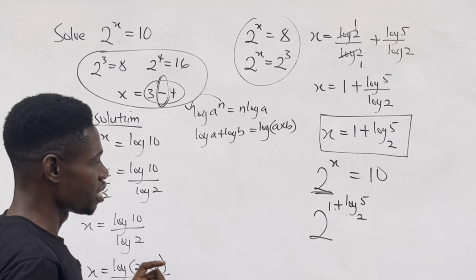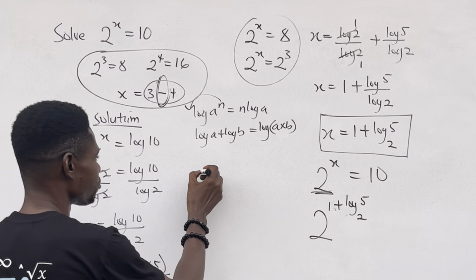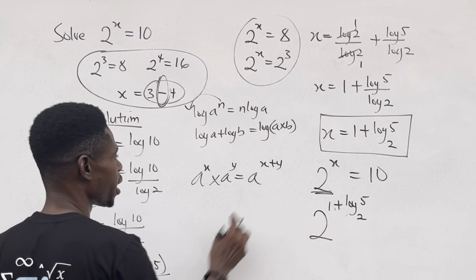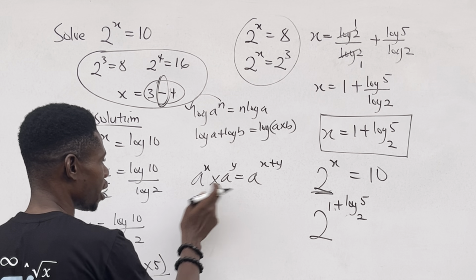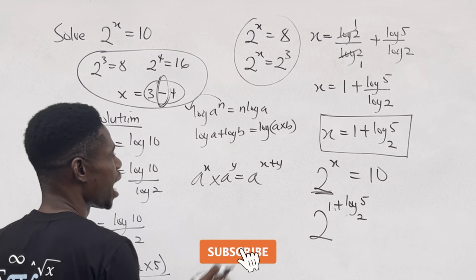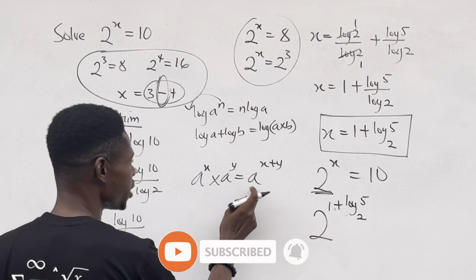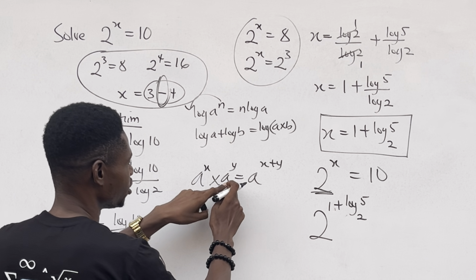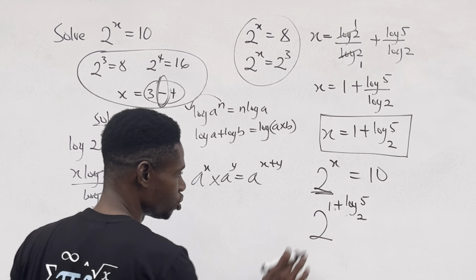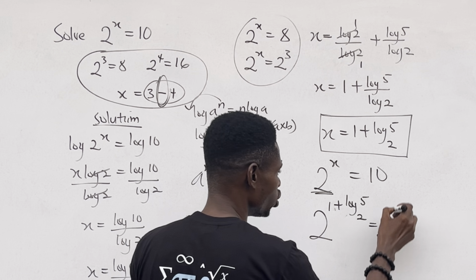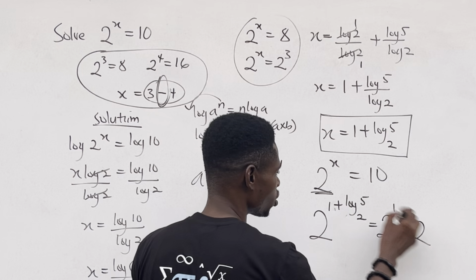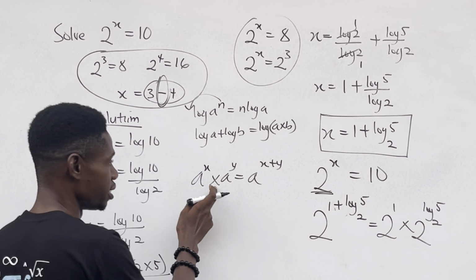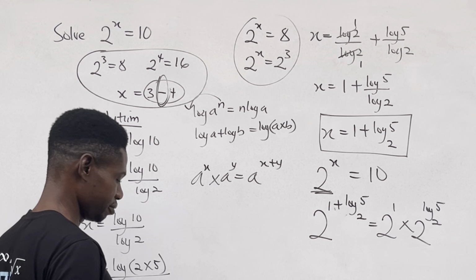Now, remember our first law of indices. It says if you have a raised to the power x multiplied by a raised to the power y, that gives you a raised to the power x plus y. Since you have the same number, you can add the powers. And if you have a sum in the power, you can break it into a raised to the power the first, multiplied by a raised to the power the second. So we can break this to be equal to 2 raised to the power 1 multiplied by 2 raised to the power log 5 base 2. So following this law of indices, this applies.